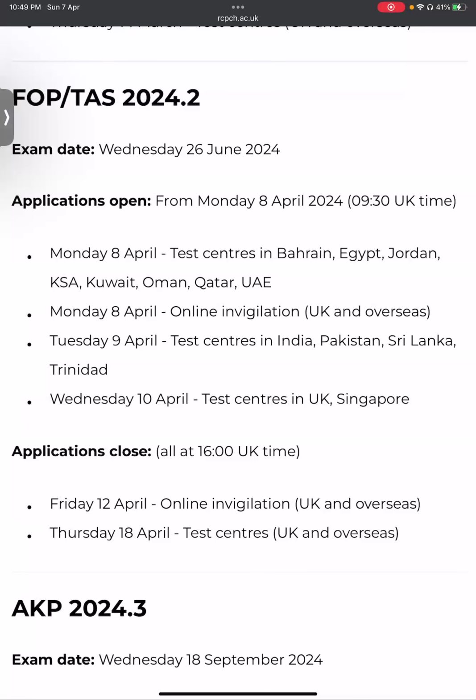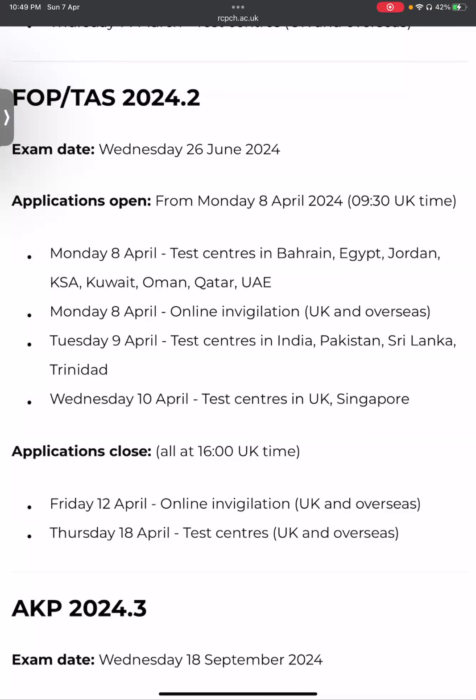You might get lucky. Out of 100, about 90% of the people actually get the seat. There will be 10% of people who don't get a seat. Like I had a student last time, he didn't get a seat for FOP, he got one for TAS. So if at all you are not finding any seat, try to go for both FOP and TAS. That will be ideal.